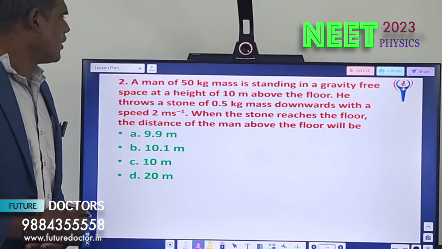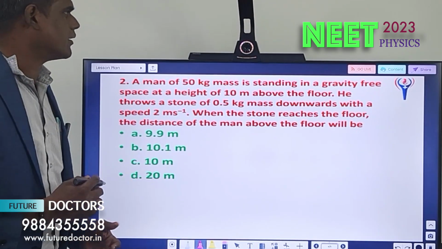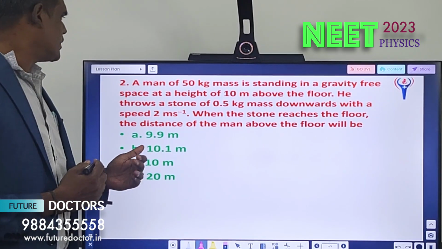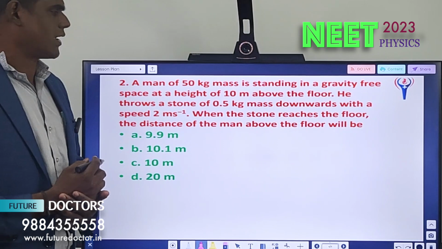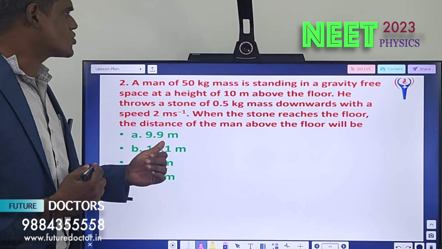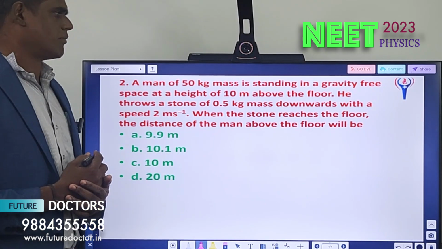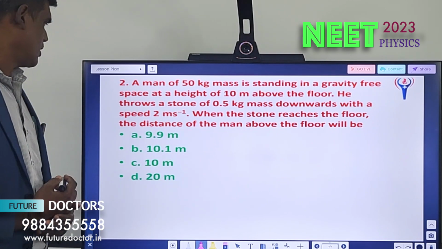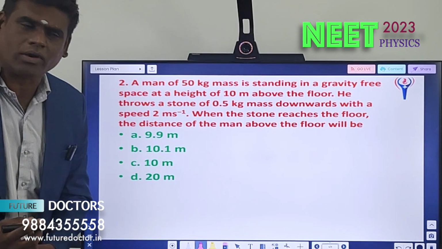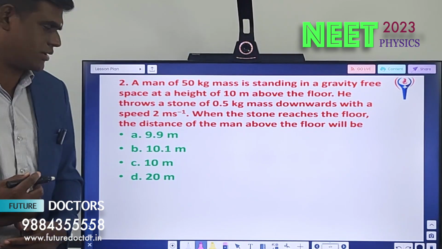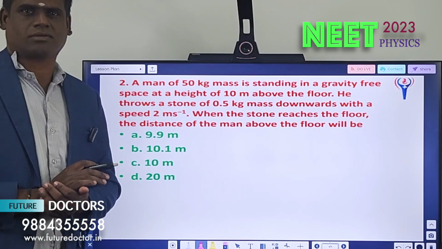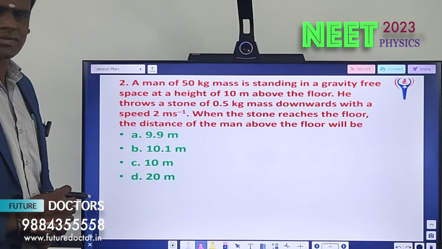A man of 50 kilogram mass is standing in a gravity free space at a height of 10 meter above the floor. He throws a stone of 0.5 kilogram mass downwards with a speed 2 meter per second. When the stone reaches the floor, the distance of the man above the floor will be dash. Option A 9.9 meter, B option 10.1 meter, C option 10 meter, D option 20 meter. By knowing the equation of motion, you are able to find the solution of this answer.